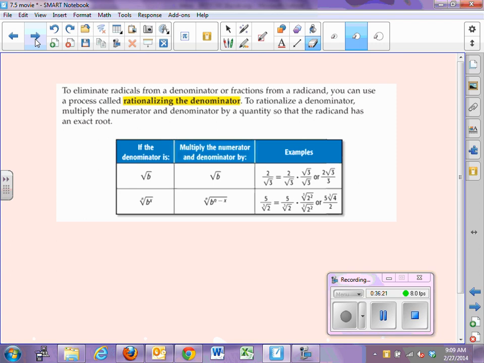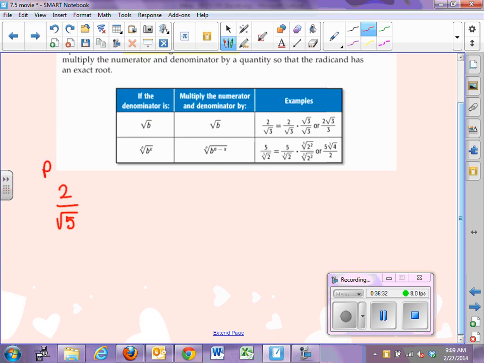Okay, so let's talk about rationalizing a denominator. Remember the example, something like 2 over the square root of 5. To rationalize the denominator, this is really important, rationalizing the denominator.